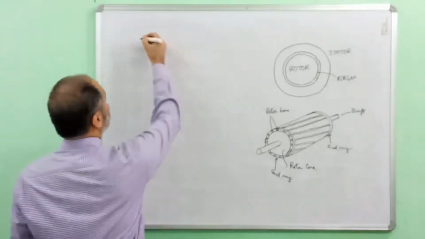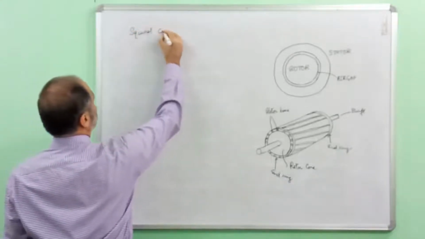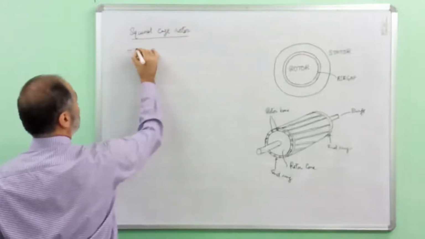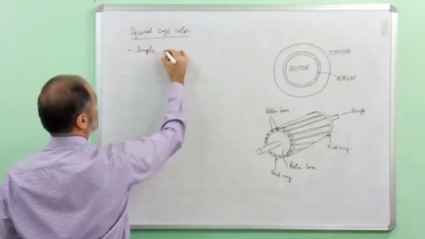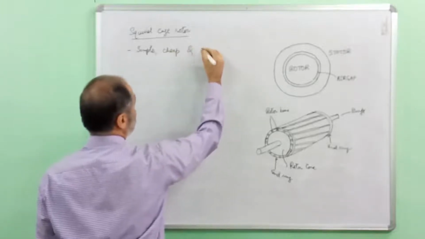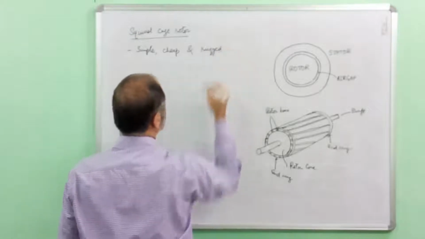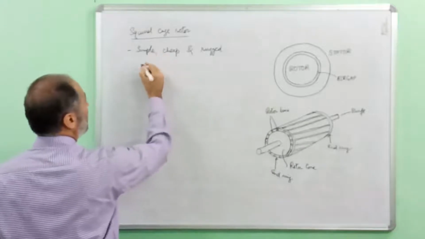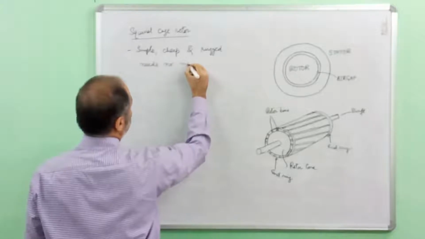So we see that a squirrel cage rotor is simple in construction. It is cheap also and robust, or you can say rugged. And therefore it needs no maintenance.